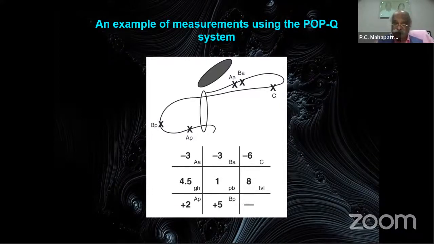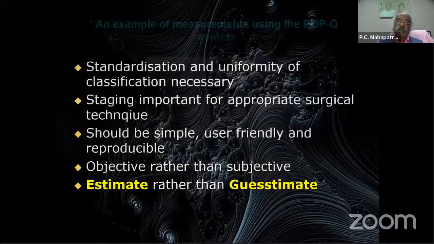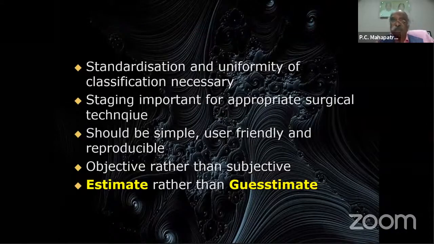a rectocele, and an enterocele could be there. So standardization and uniformity of classification is necessary. Staging is important for appropriate surgical technique. It should be simple, user-friendly, and reproducible. It takes a little more time. It takes time for the deviations of all these and putting them in the grid as well as in the line diagram. But once you understand, the quantification system is very, very easy.